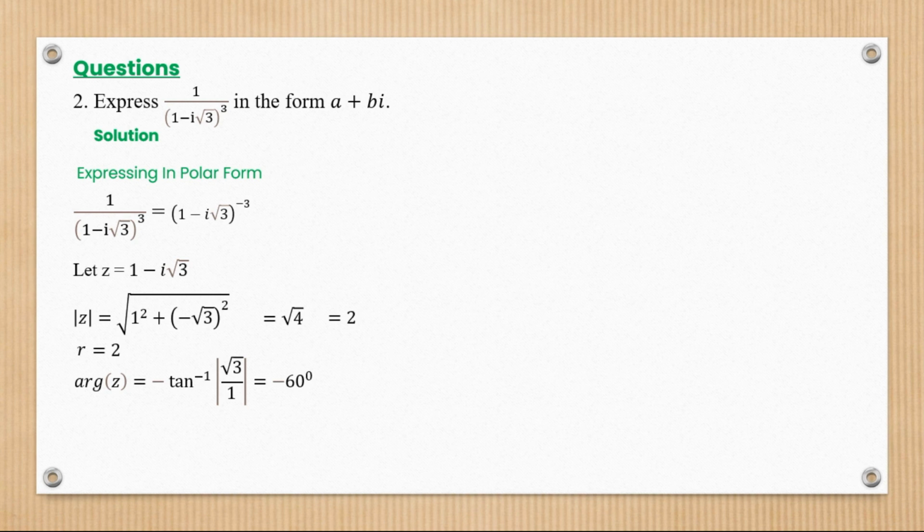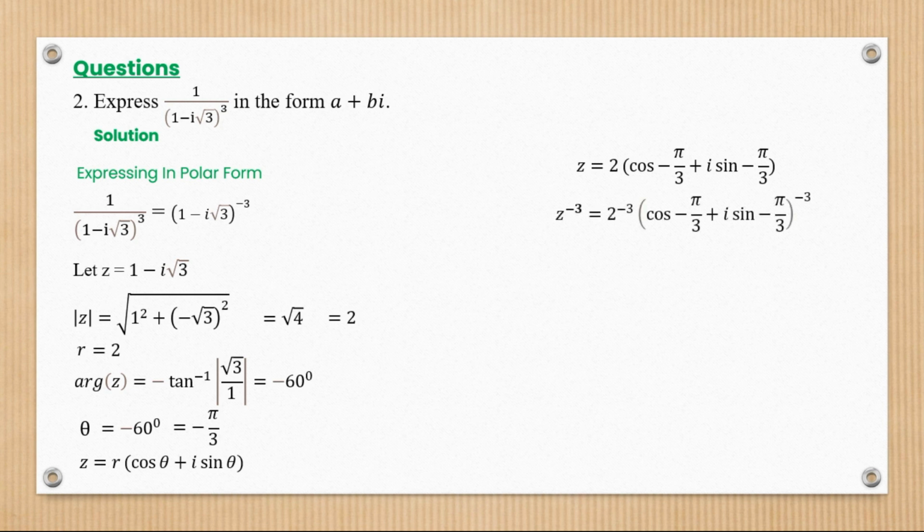Then for the argument of z, we can also see that this is going to be in the fourth quadrant of the Argand diagram. That's why we have a negative tan inverse of root 3 over 1. So we are left with negative 60 degrees. We can see the negative 60 is also the same as negative pi over 3 in radians. So from polar form, we can also express it this way. So now we remember that we are left with that.